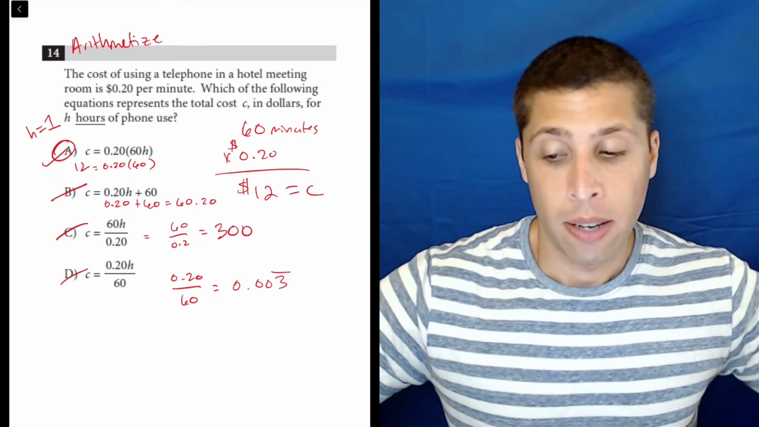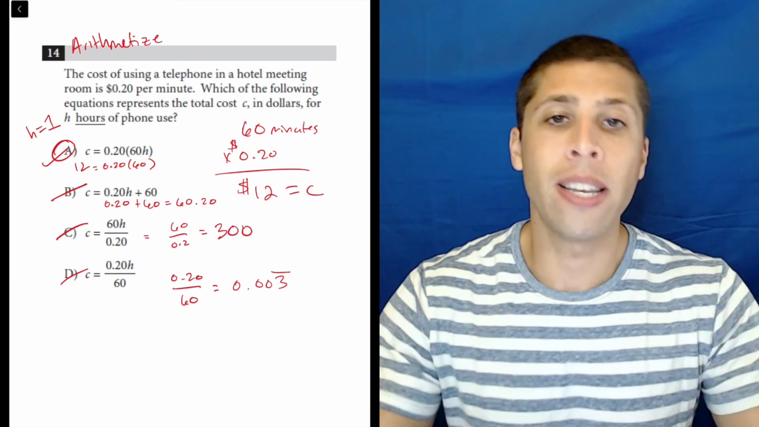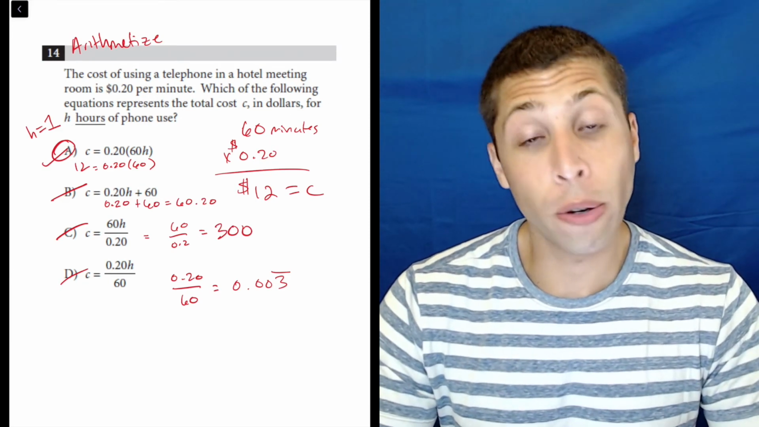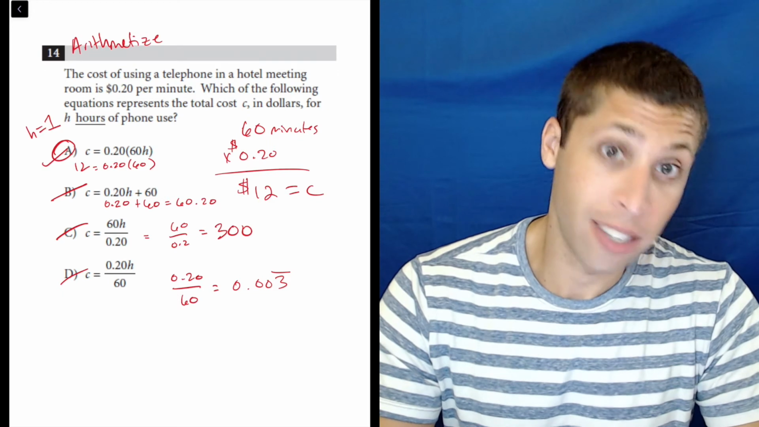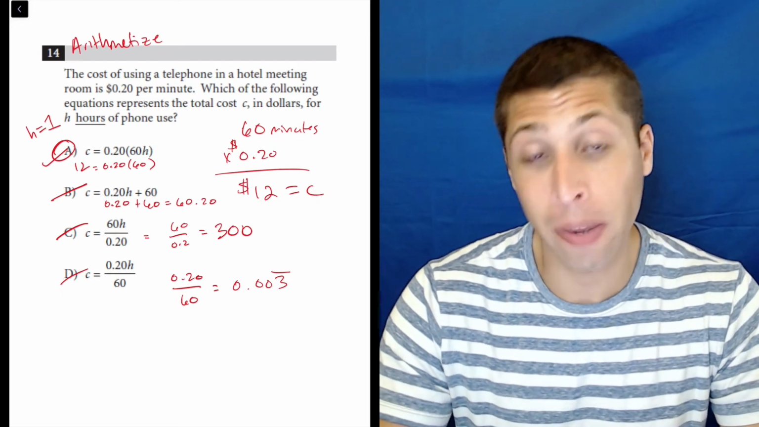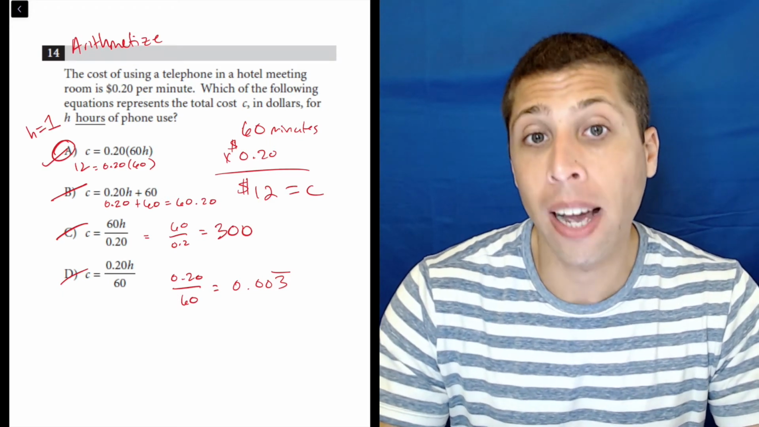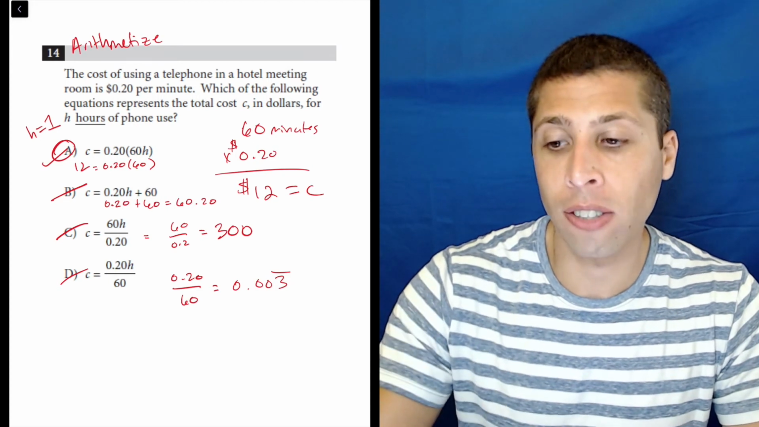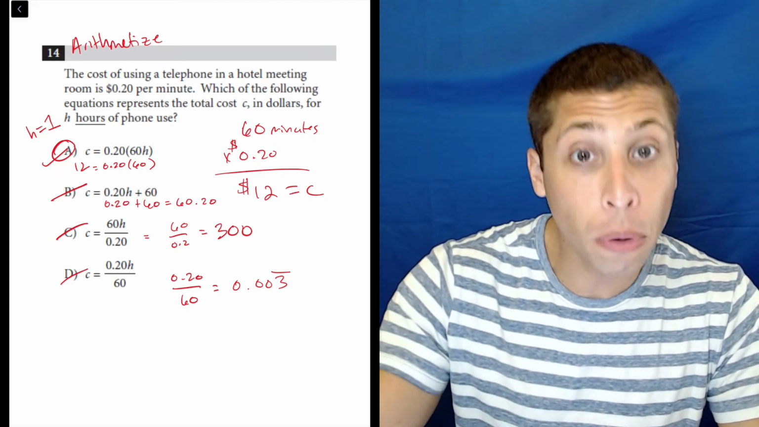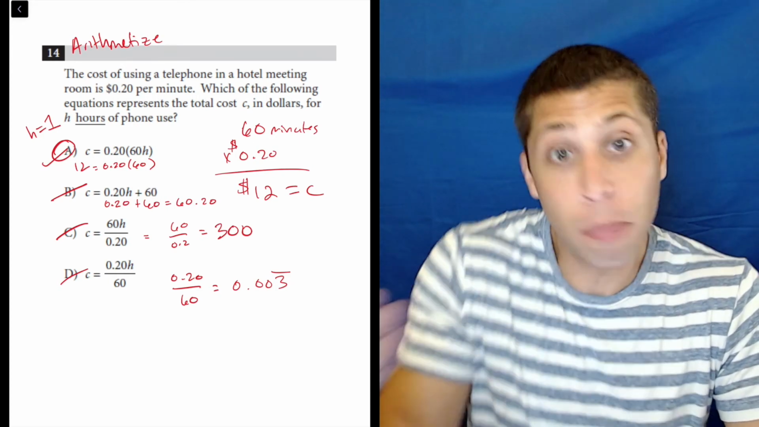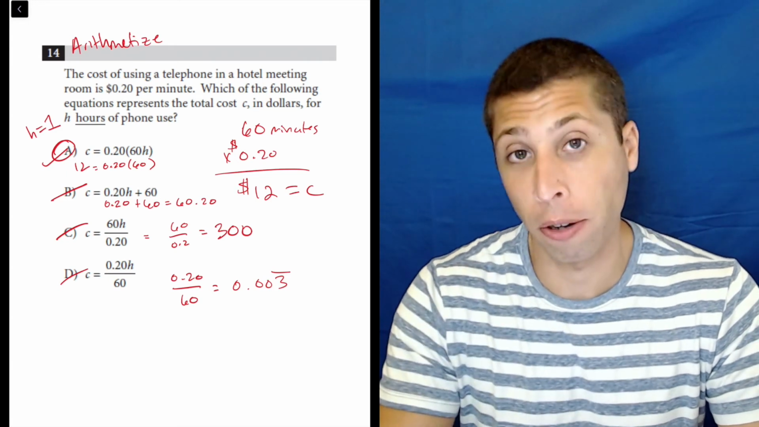So look, you might have just looked at choice A and been like, yeah, that's definitely it. That's great. But I never really like to trust those instincts because I know the SAT is really good at using my instincts against me. So what arithmetize does is it lets us use our instincts in a way that involves proof and evidence, and it boosts our confidence and it prevents careless mistakes.